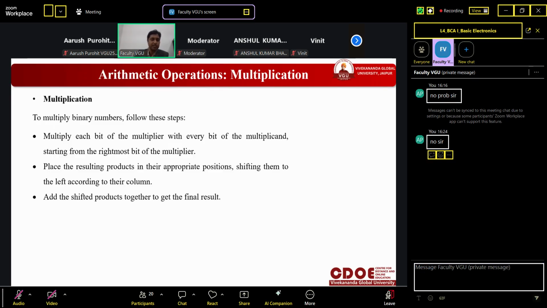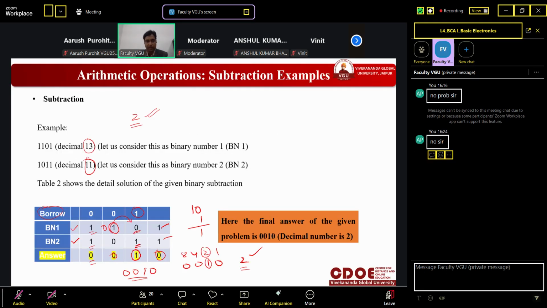Now multiplication. Should I give you one more example for you? Okay, I am just giving you 1 0. Please give me the answer.